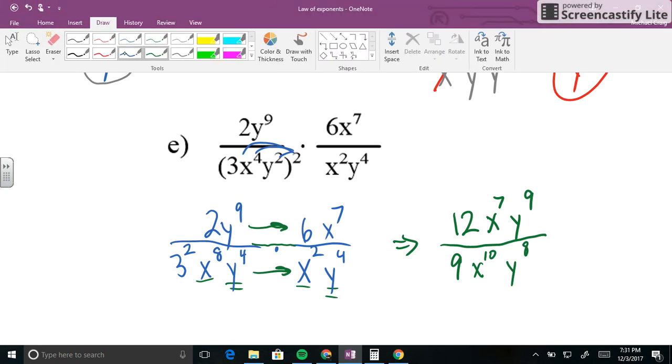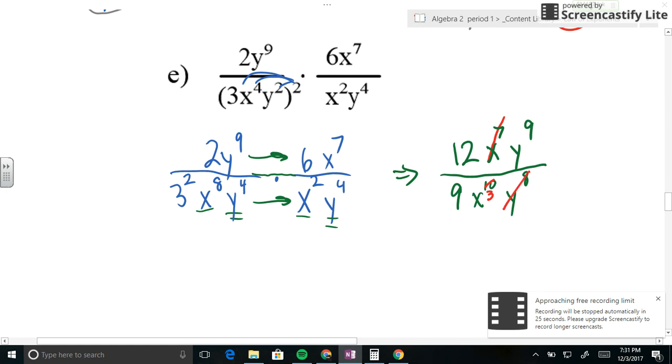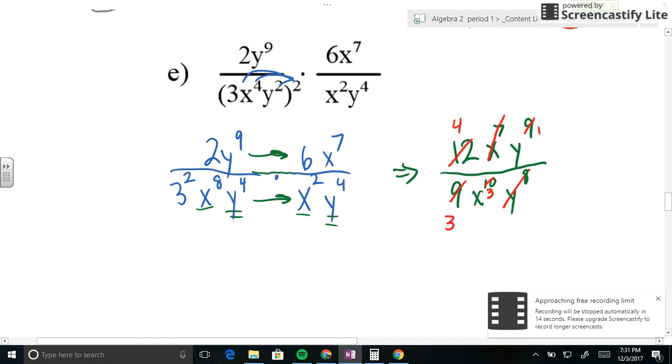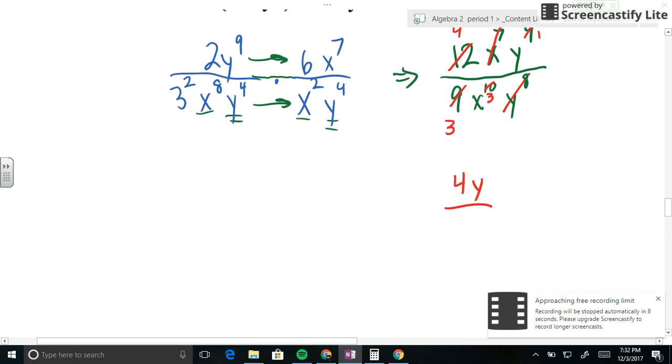And now I have an x to the 7th over an x to the 10th, meaning that I'm going to have 10 x's multiplied on the bottom and 7 on the top. So I can cancel out 7 of these on the top with 7 of these on the bottom. That would leave me with 3. And then I could cancel out all 8 of these with 8 of those, and that would leave me with just 1. And I also have to reduce 12 divided by 9. 3 goes into 12 4 times. 3 goes into 9 3 times. So my answer is 4y over 3x cubed. And that is all I can do.